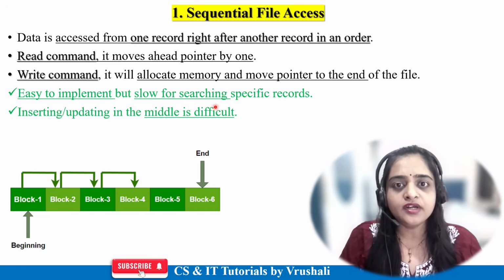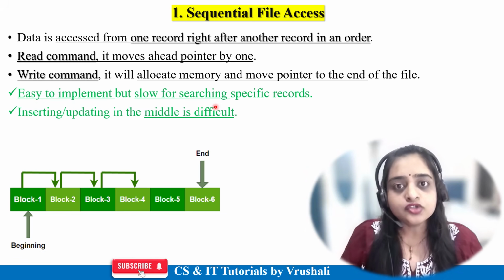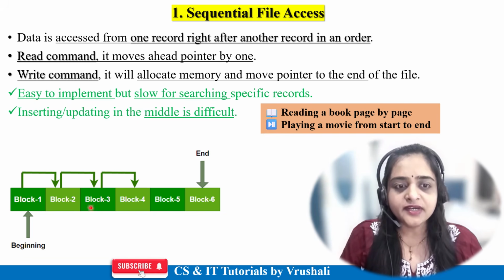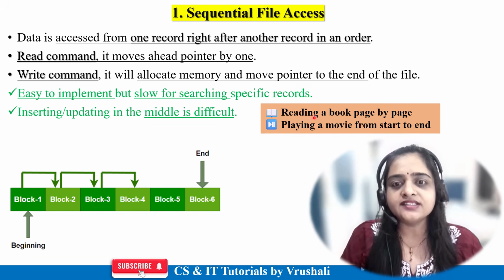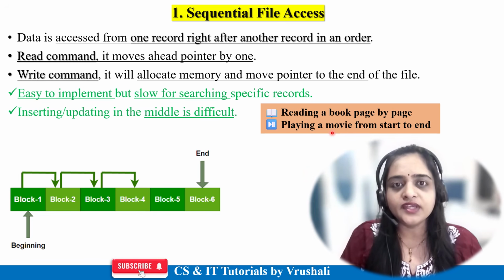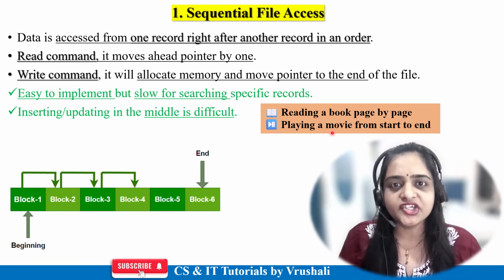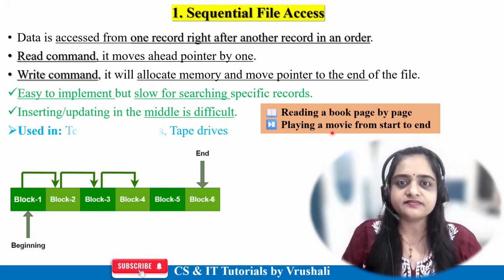Assume that in your folder 100 files are there and the user wants to open file number 100. So it takes a lot of time, right? This is the disadvantage of sequential file access. Also, insertion and updation in the middle is very difficult, right? The real life example is that you are reading a book page by page in a sequential manner. Another one is playing a movie from start to end sequentially. So this is the concept of sequential file access.